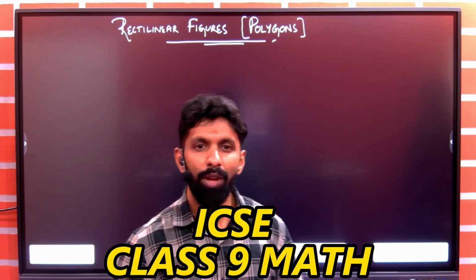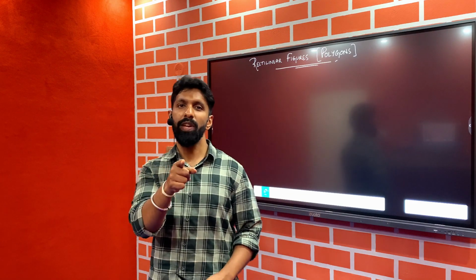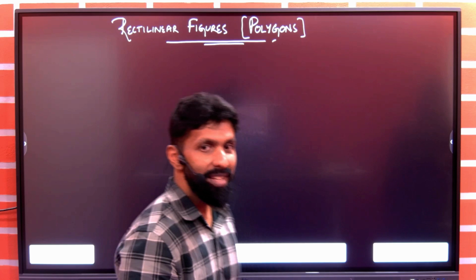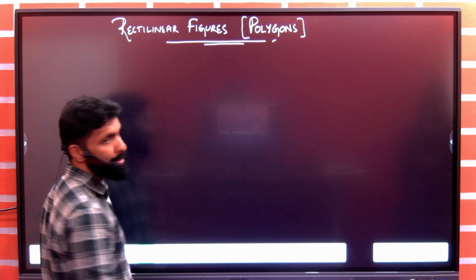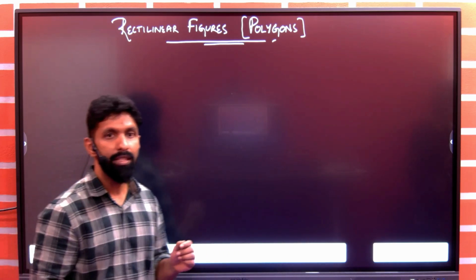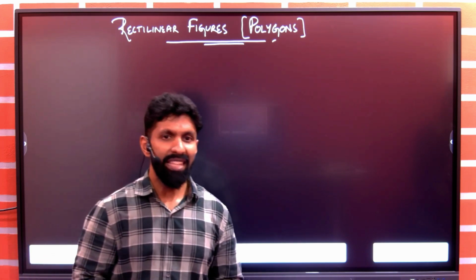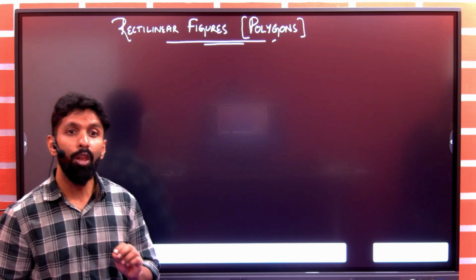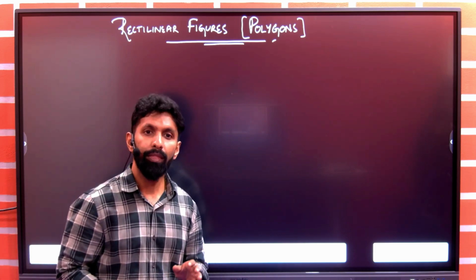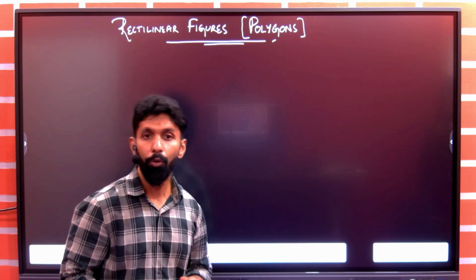If you're struggling to complete your maths portions, then this video is for you. In today's session, we are going to talk about questions related to rectilinear figures. In simple words, polygons. Now, what are polygons? These are two-dimensional closed figures with three or more sides. Now, what do I mean by this?